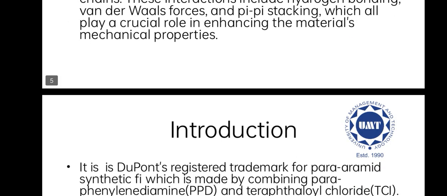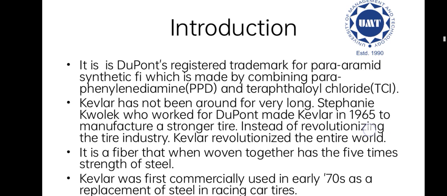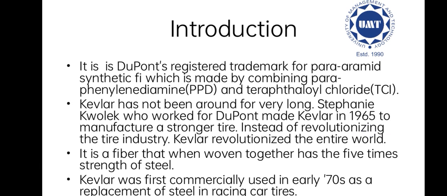Okay, now let's talk about its introduction. What is Kevlar fabric and how was it introduced? Let's see. It is DuPont's registered trademark for a para-aramid synthetic fiber, which is made by combining paraphenylene diamine (PPD) and terephthaloyl chloride. It was made accidentally when the chemist reacted paraphenylene diamine with terephthaloyl chloride.